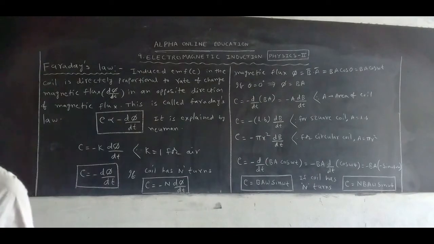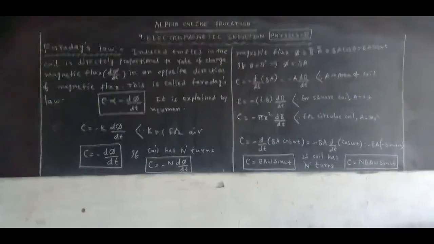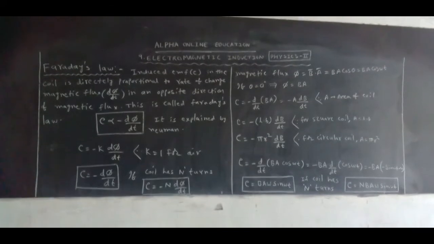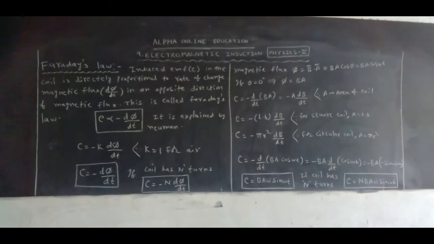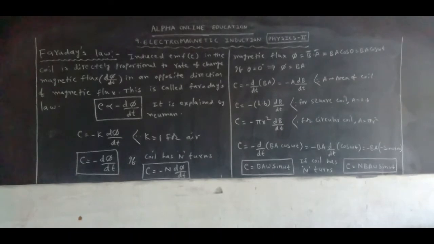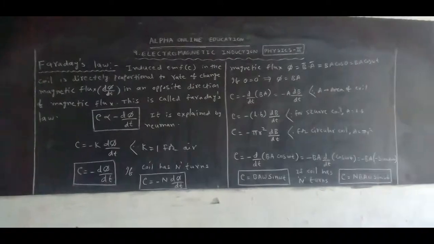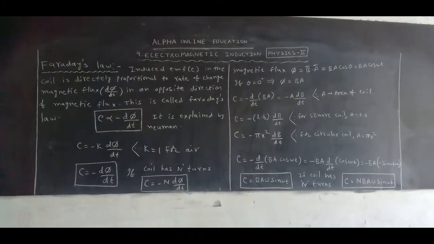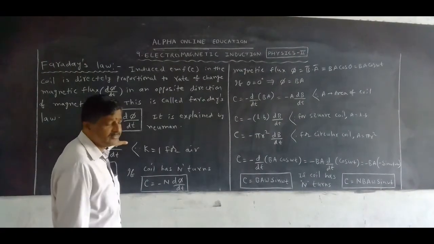What is the mathematical expression for it? E is proportional to minus d phi by dt. This was explained by Neumann. E proportional to minus d phi by dt is the mathematical expression for Faraday's law.